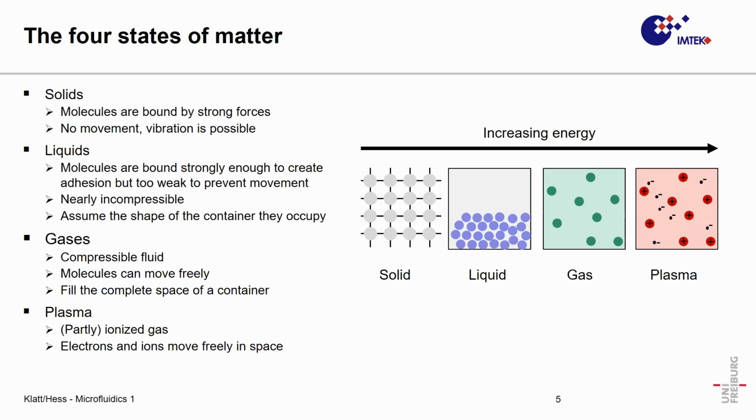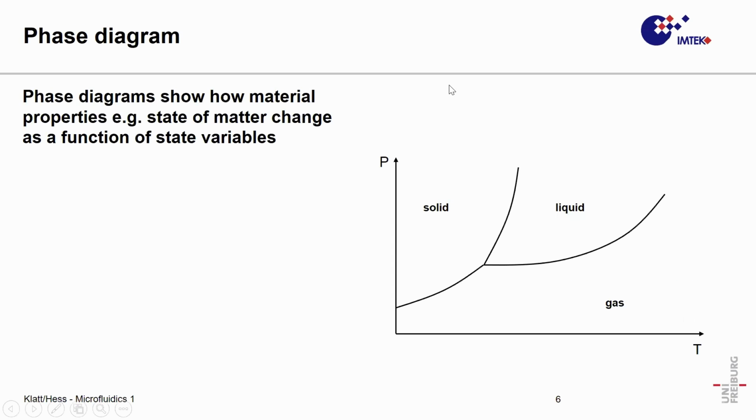And in a plasma, the electrons and ions can move freely in space. Okay, we already discussed that the state of matter depends on environmental conditions. And if you want to know which state of matter your substance is in, a phase diagram is quite handy. A phase diagram is a diagram where you have the pressure on the y-axis and the temperature on the x-axis.